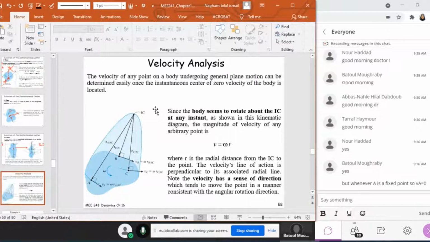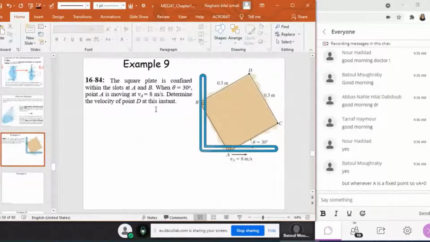Because VA will also be equal to 0, which means, guys, if I have a pin, then VA is equal to 0 for any instant. A is the center of rotation. If not, but if I can locate IC, and let's say IC is A, then A at this instant has a zero velocity, and I can consider A at this instant the instantaneous center of zero velocity. All right, guys? Now, let's start with an example.